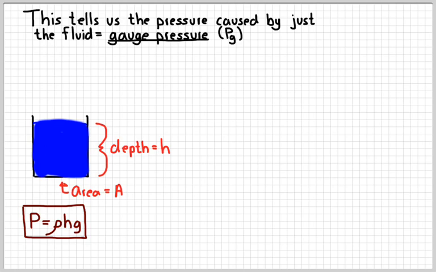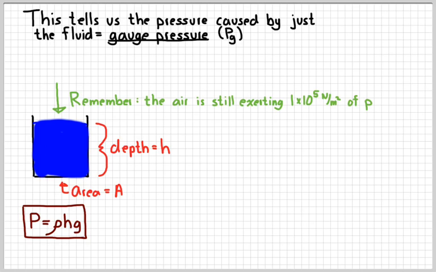Now, when you use this equation, P equals rho h times g, what this is telling us is the pressure caused just by the fluid, which we're going to call the gauge pressure. Remember that the air is still exerting pressure on everything around it, and so the question might be, how do we take that into account?